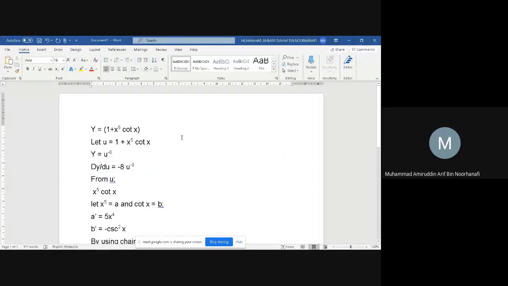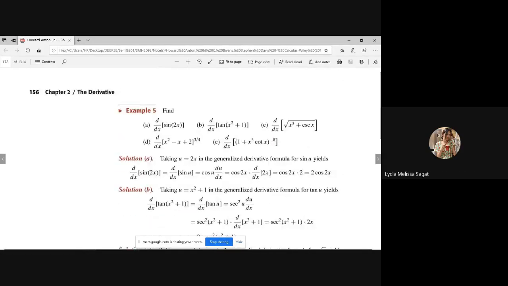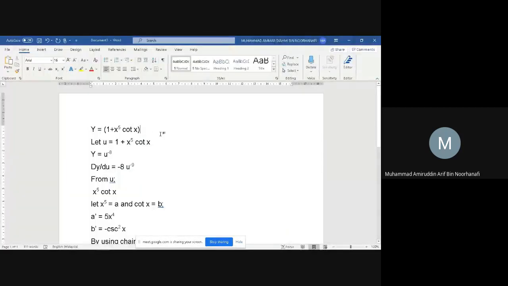Okay. So the question is, it is given that y equals 1 plus x to the power of 5 cotangent x, all to the power of negative 8. Typing error there, my bad. So y is equal to open parentheses 1 plus x to the power of 5 cotangent x close parentheses to the power of negative 8. And the question wants you to differentiate this particular function.